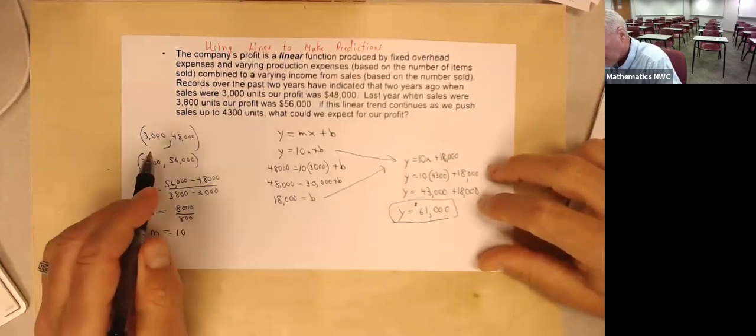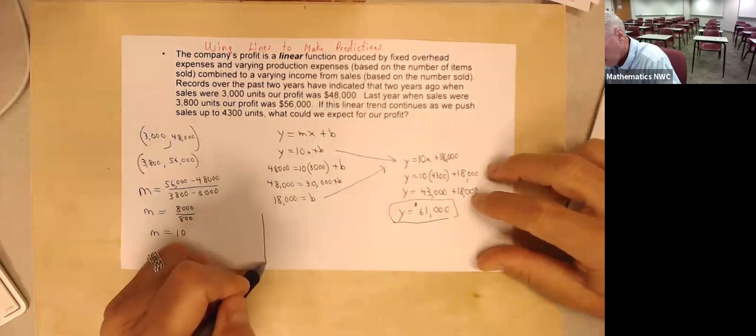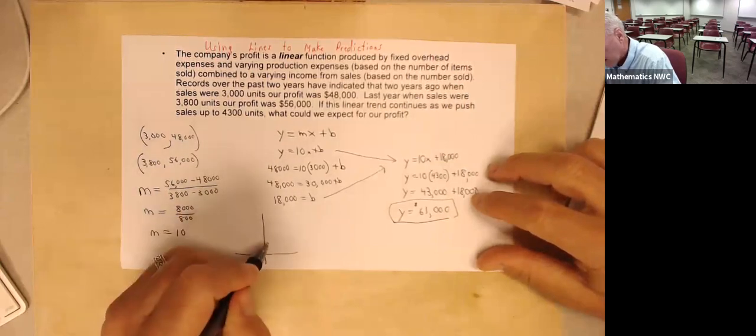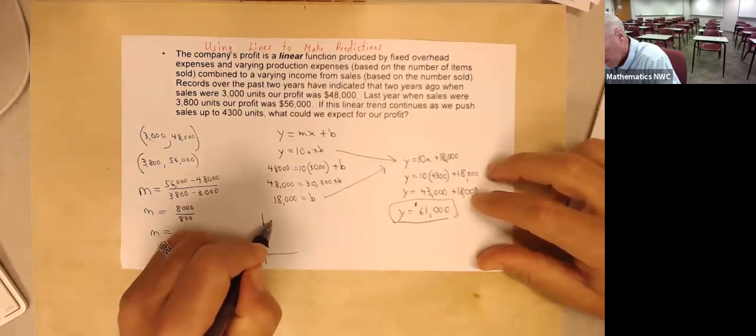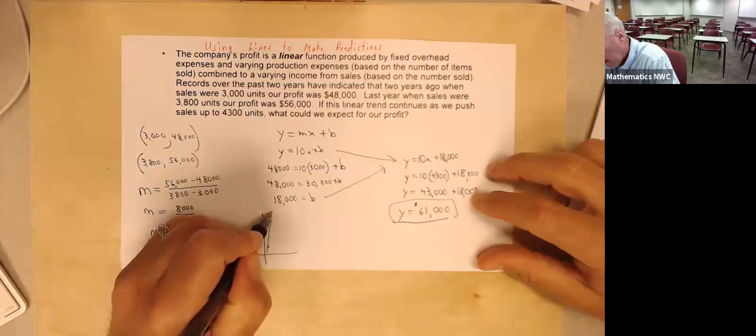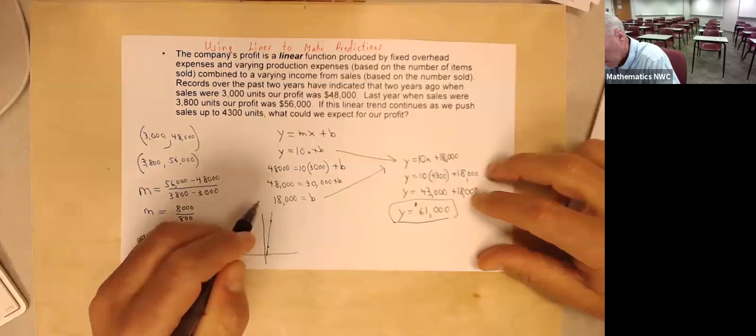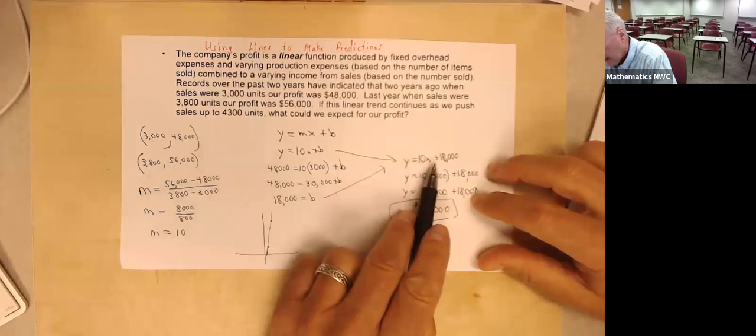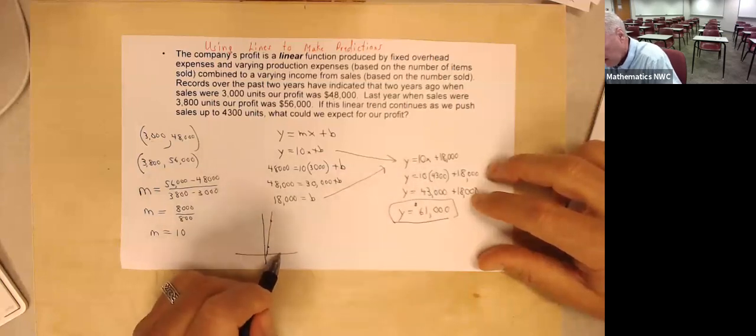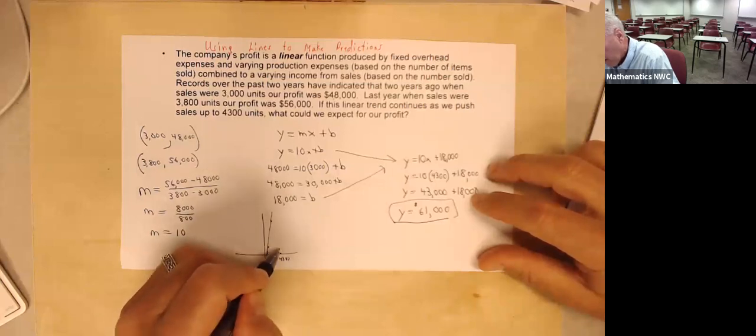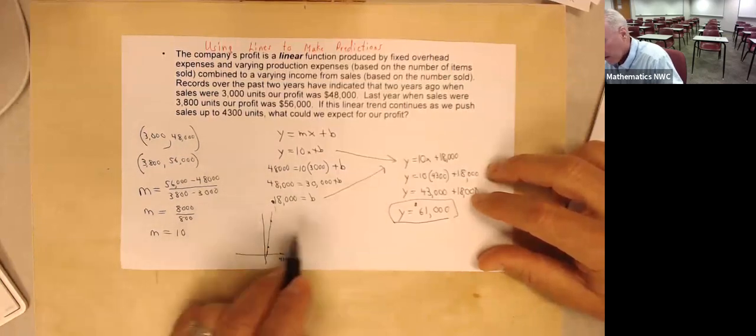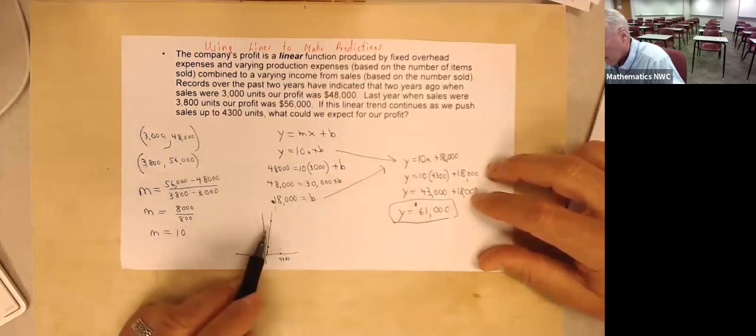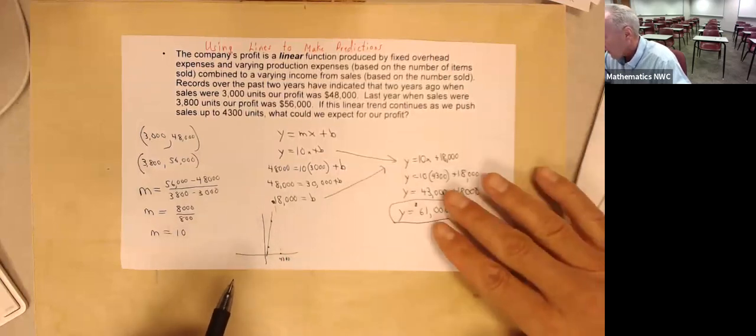Basically, visually, what we did was this. We had one point, I'm just going to estimate it to be right there, and another point right there. We found the line. That was this line right here. And then we estimated what would happen at 4,300. Well, at 4,300, I'm going to get a point way up there. That's the 61,000. That's visually what was going on there.